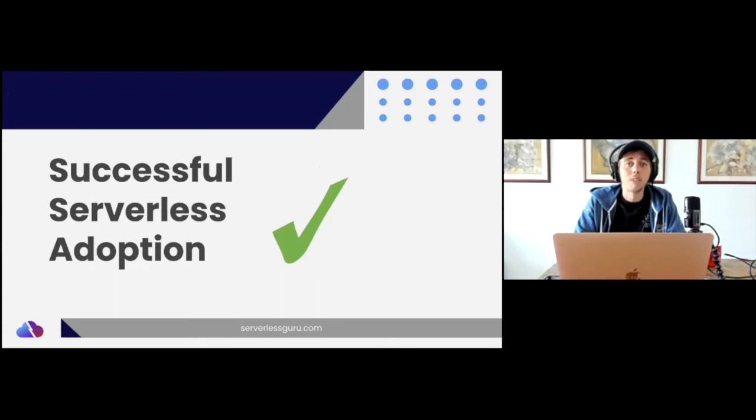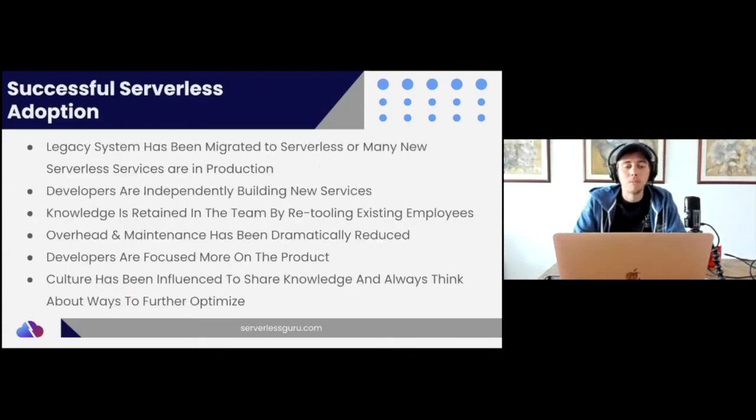All right, so we got through that successful serverless adoption, right? So what did we accomplish here? Let's say the legacy system, if we had one, has been migrated to serverless, or if we were building from scratch, many new serverless services are now in production. One important thing to note there, which I didn't want to harp on in my talk because it was done so well previously to me, is that Epsagon is a really great thing to have when you get into production, and that production readiness is a very, very important factor.